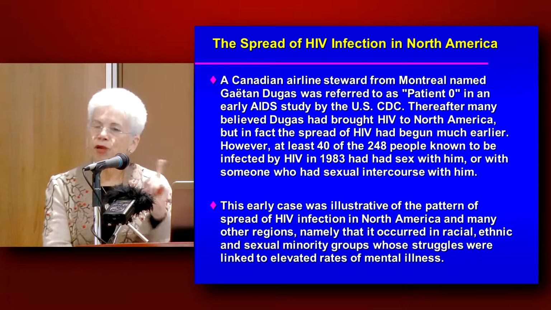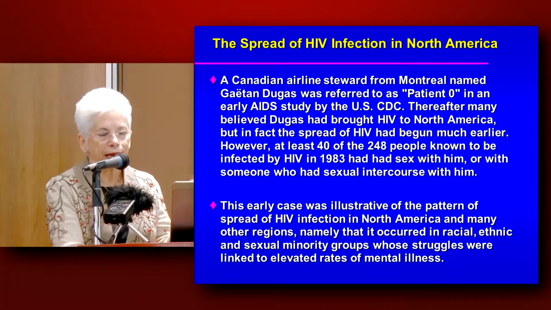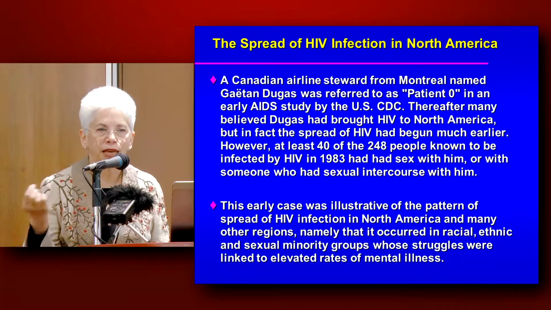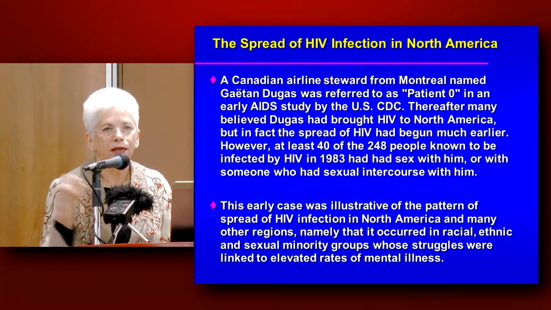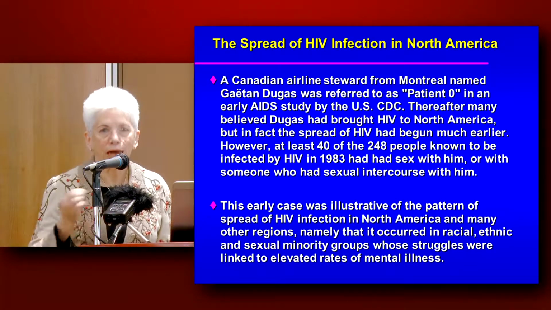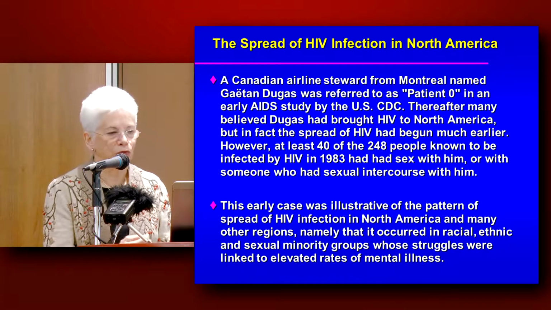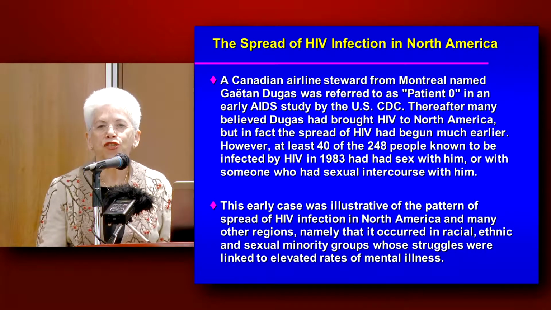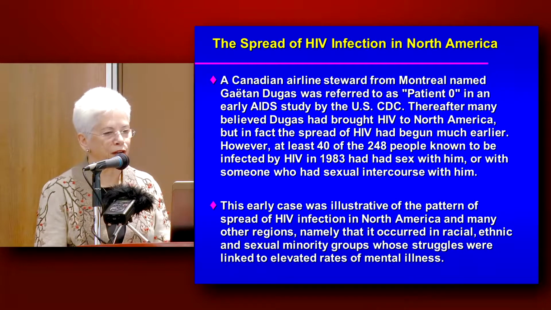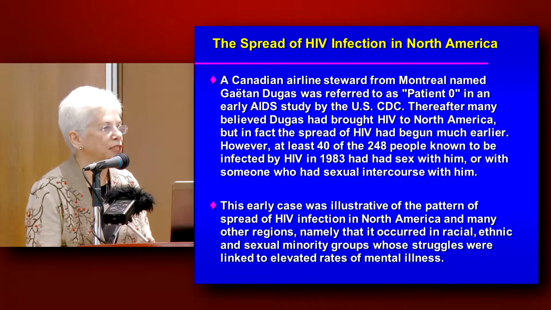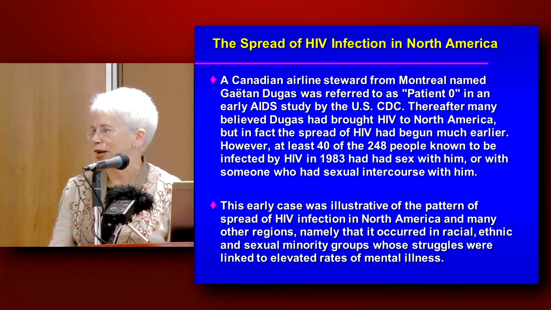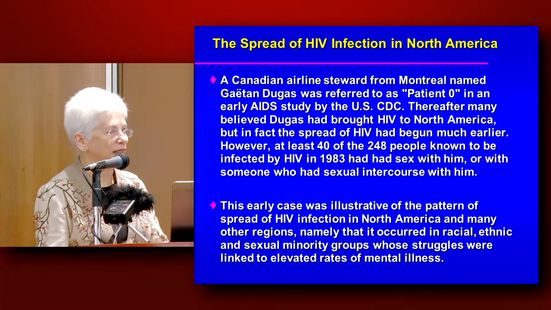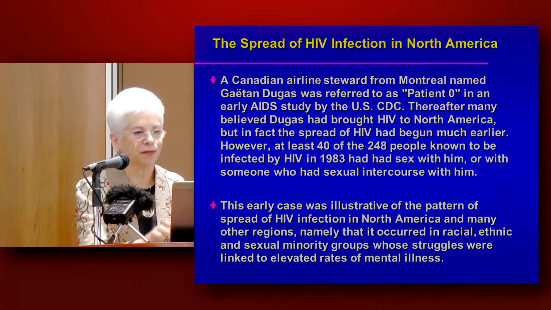And the reason why I'm showing you this case is because it's illustrative of how HIV has spread in most of the world, not sub-Saharan Africa, but in most of the world, and that is that it has occurred primarily in racial, ethnic, and sexual minority groups whose disadvantages are linked to elevated rates of mental illness. And that's how mental illness has come together with the spread of HIV.